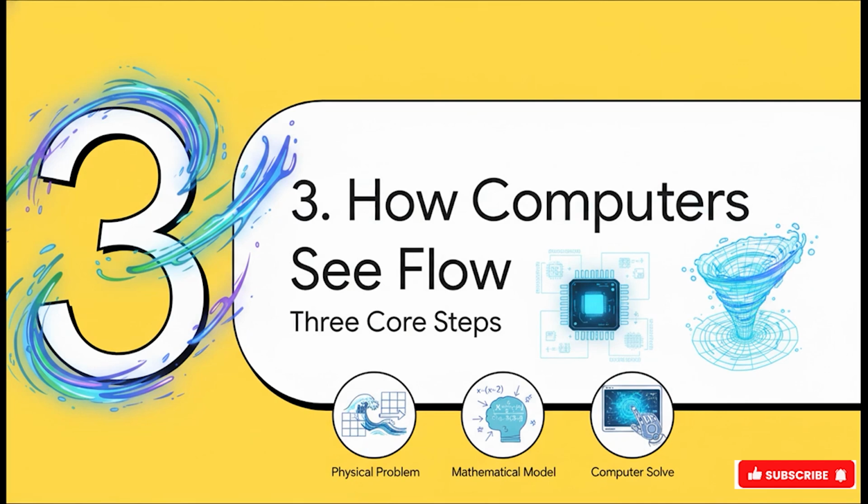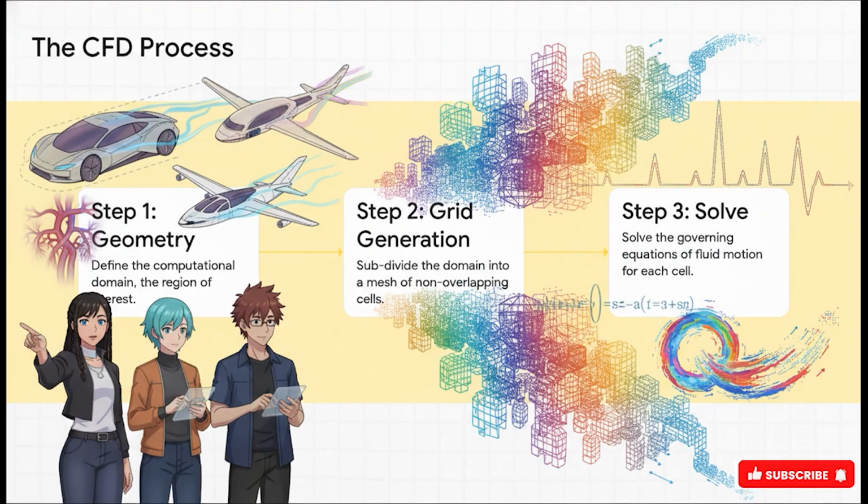Okay, so how does a computer actually see a fluid? It's not magic. It's really just a three-step process that turns a real-world problem into a math problem a computer can actually solve. First, you define your geometry. Could be a car, an airplane wing, maybe even a human artery. That whole space is your computational domain. Second, you chop that domain up into a digital grid or mesh made of thousands or even millions of tiny little cells. And finally, the computer just gets to work, solving the fundamental equations of physics for every single one of those cells, over and over and over until the answer makes sense.